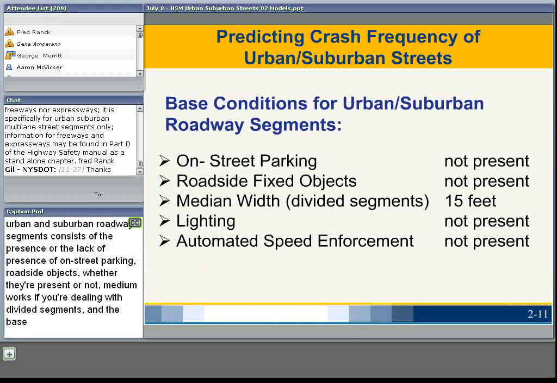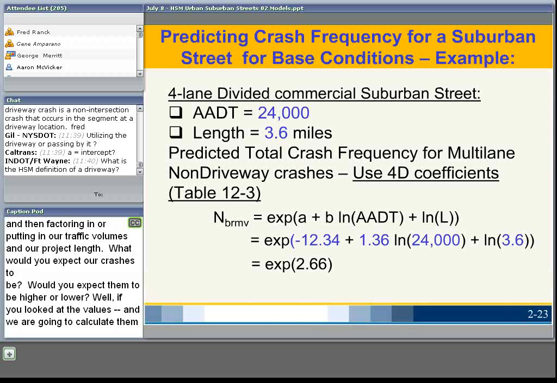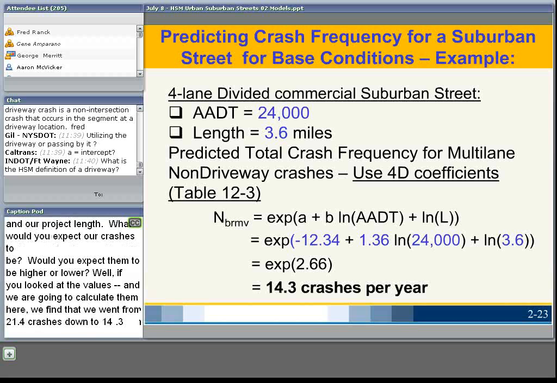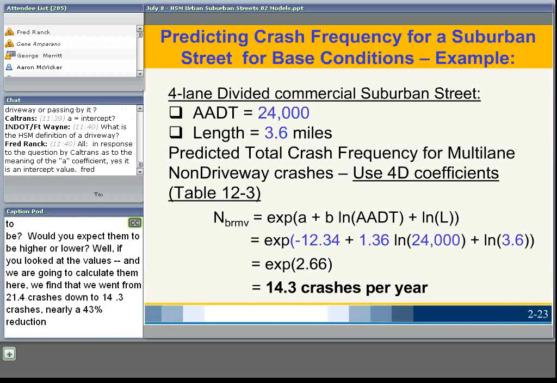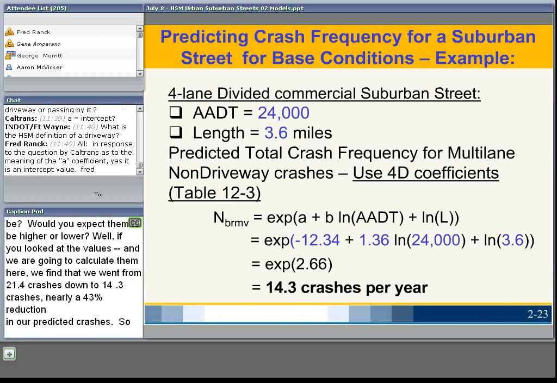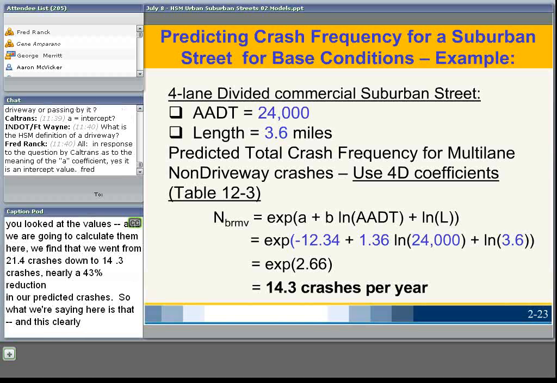Now, as a comparison, we're going to do the same calculation with the same traffic volumes, the same length, but we're going to use the coefficients for a 4-lane divided. So selecting those coefficients for a 4-lane divided roadway segment, the A and B coefficients are minus 12.34 and 1.36, and then putting in our traffic volumes and our project length, what would you expect our crashes to be? Would you expect them to be higher or lower?